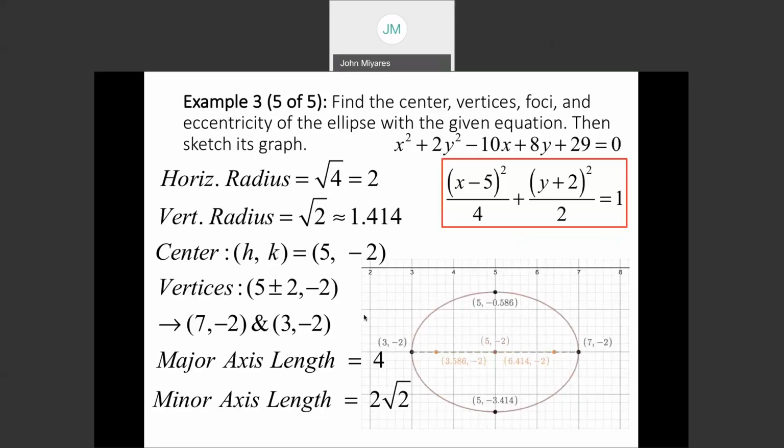Lastly, we can sketch the graph like we did before. I'm not going to show it all step by step like I did in earlier slides, but here you see the ellipse with all of the key properties. The center is at (5, -2). The vertices are at (7, -2) and (3, -2). The co-vertices are at (5, -2 plus or minus the square root of 2). The foci are at (5 plus or minus the square root of 2, -2).